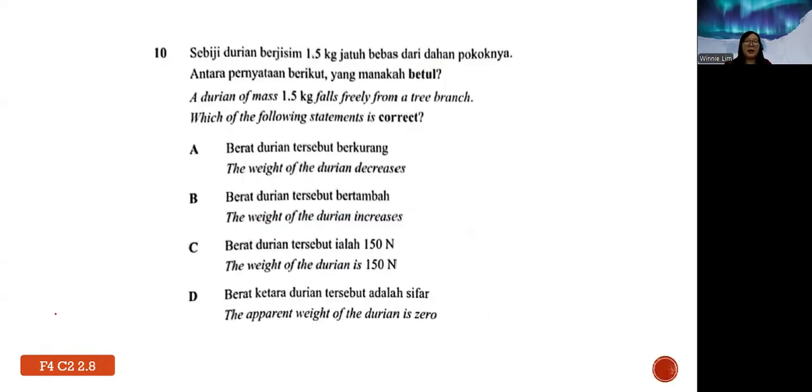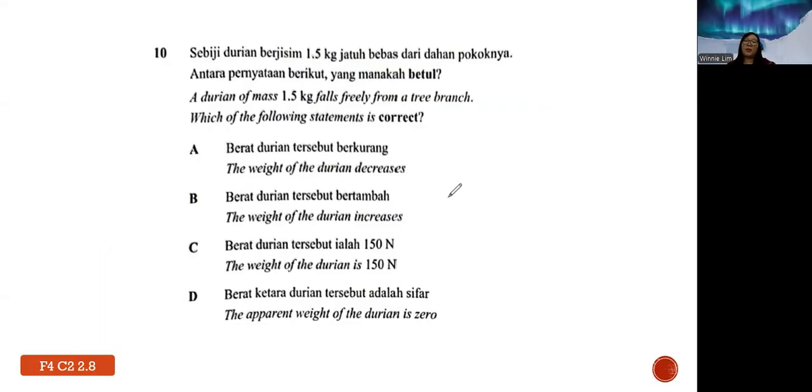Number 10. A durian of mass 1.5 kg falls freely from a tree branch. Which of the following statements is correct? The weight of the durian decreases - cannot, because the mass and g are constant. The weight of the durian increases - also not correct.